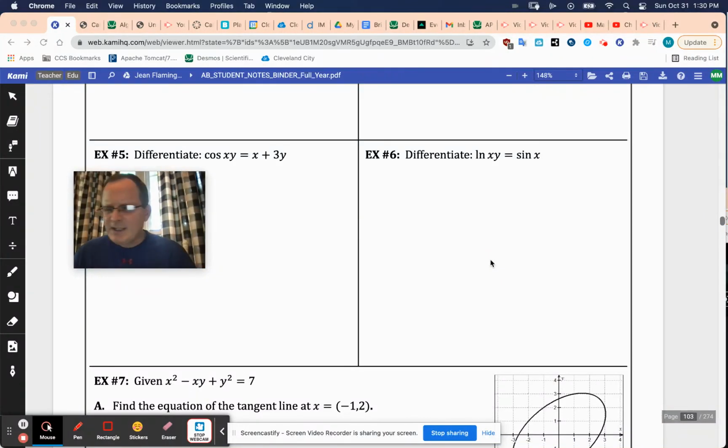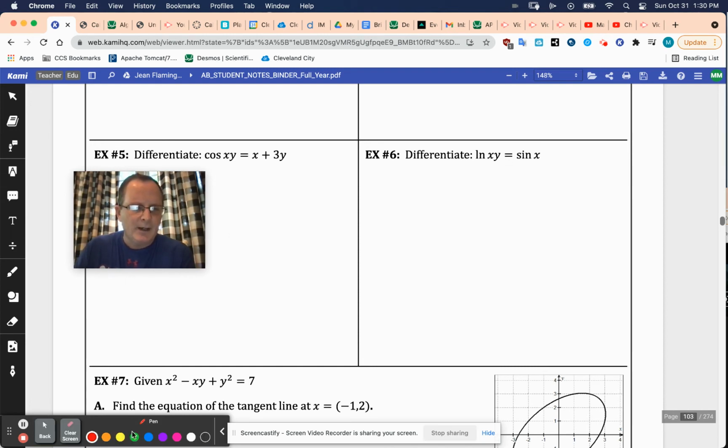Okay, the next one's not. It may be equally difficult, but it doesn't have as much work. Okay, because it's such a weird looking thing. You've got a natural log equal to a sine. Oh my gosh, that's the craziest looking equation ever.